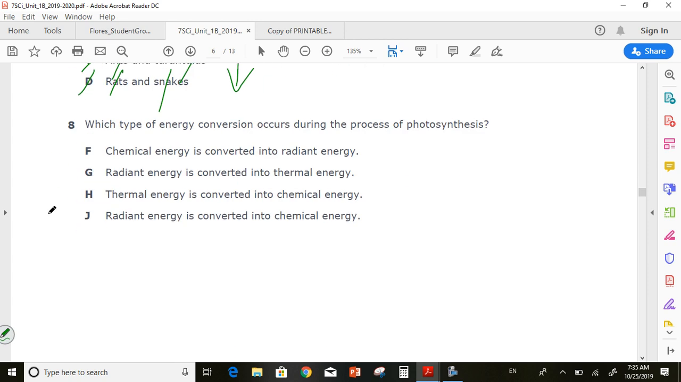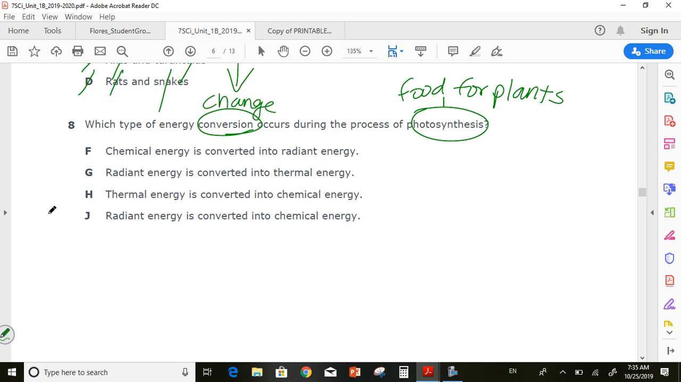Number 8 says which type of energy conversion occurs during the process of photosynthesis. So food for plants. Conversion. The word conversion means it started off as something and ended up as something else. So conversion, or we can simply say change. So which type of energy change occurred during the process of photosynthesis?